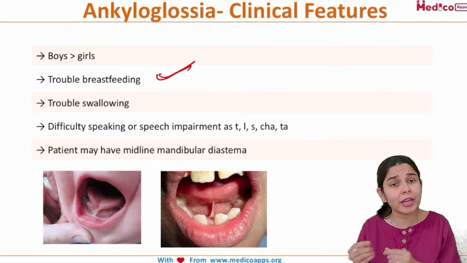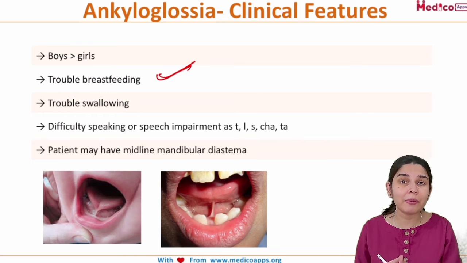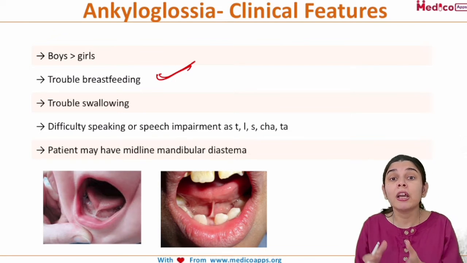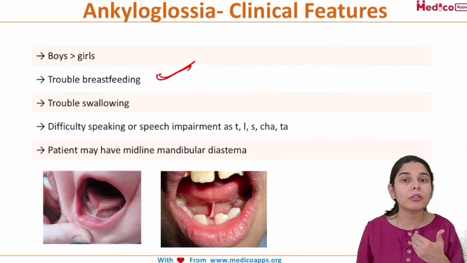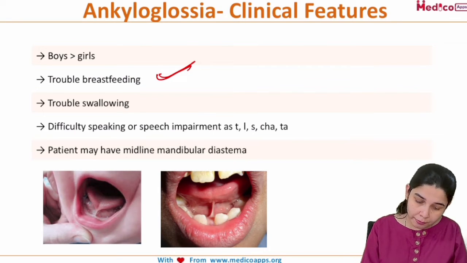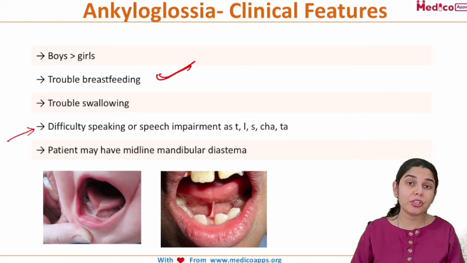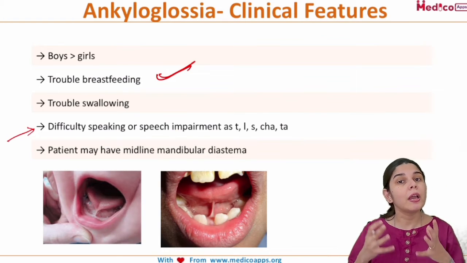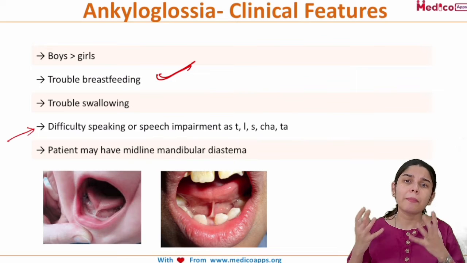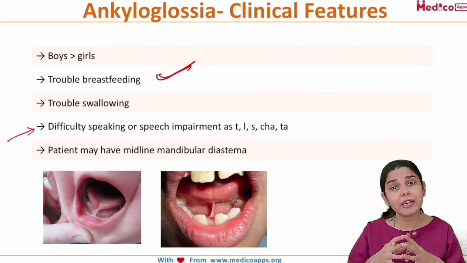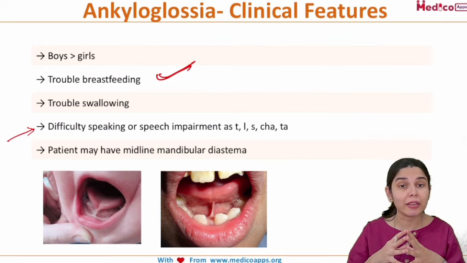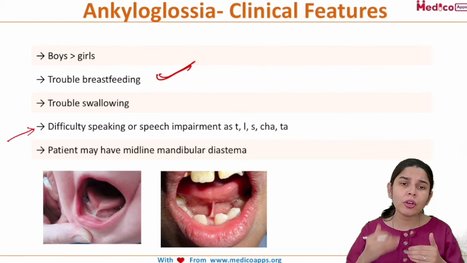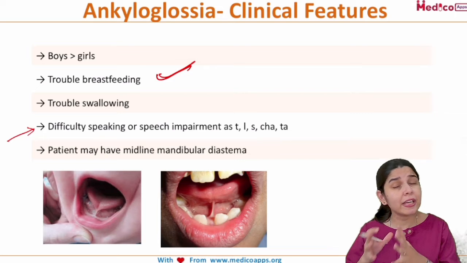As the child grows a little bit, after 6 or 7 months, when he or she starts having food, there will be even trouble swallowing because of the restricted tongue movement. Another important feature with which the patient's parents might come to you is difficulty in speaking, because the tongue plays a major role in our speaking. So there can be speech impairment in certain terms, and overall also there might be difficulty in speaking.